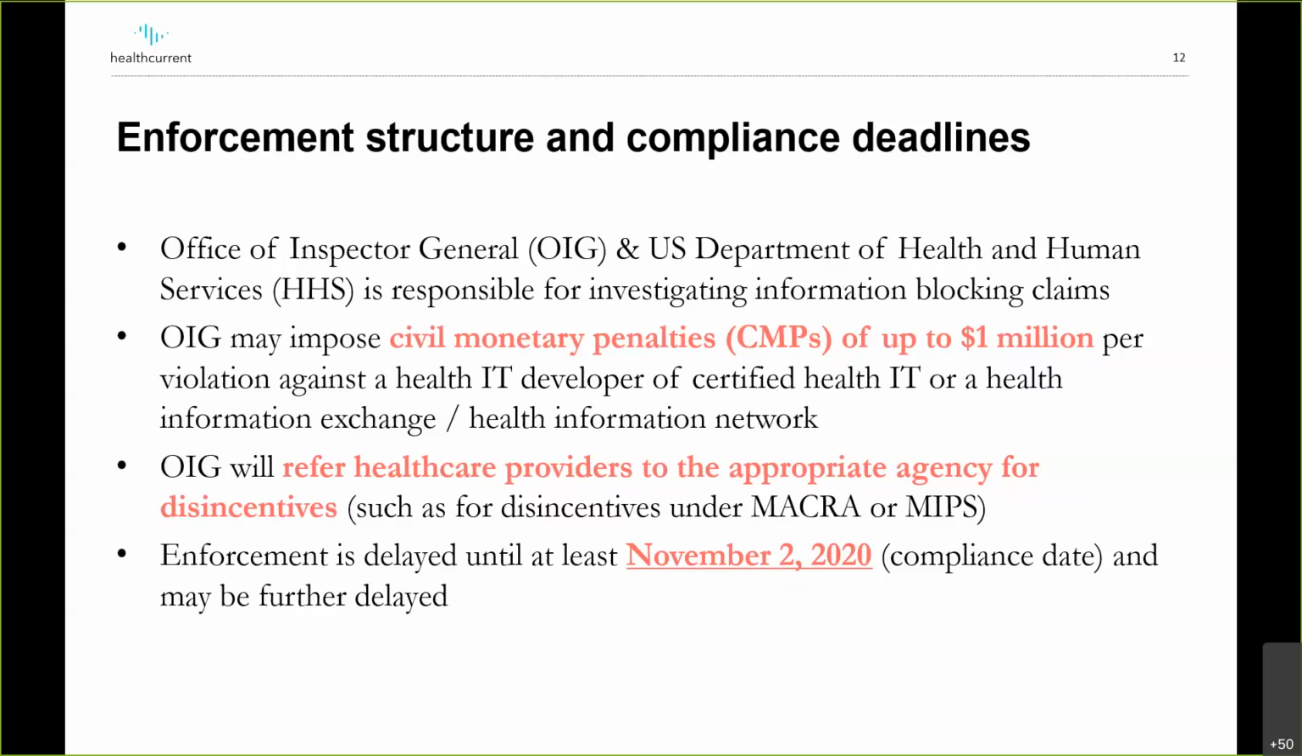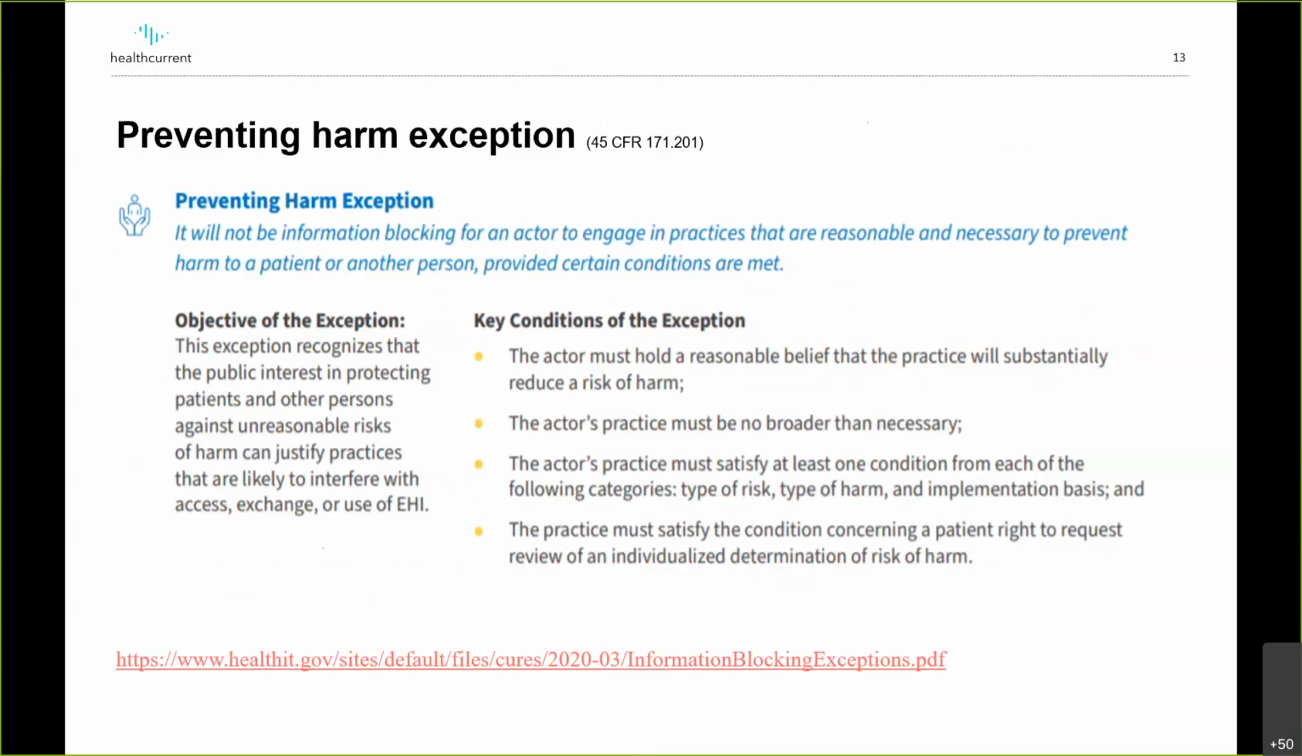And then finally, you see there that last red highlight that on November 2nd, 2020 is the compliance date. And that is our current target right now. That may change, but that is when compliance will begin for that, as we mentioned, that first USCDI element. So Mel, do you want to start taking us through the exceptions, and we can maybe see if we have any questions from the chat while you're going?